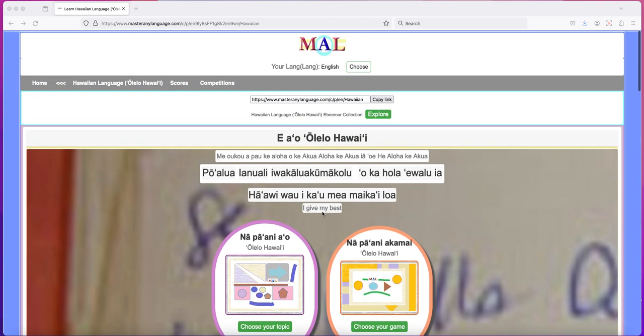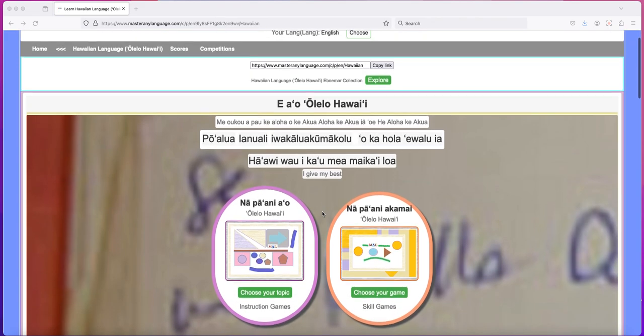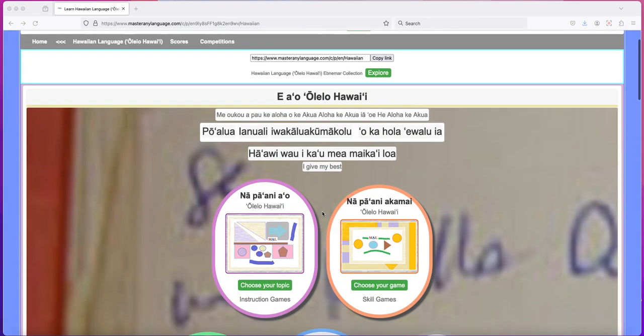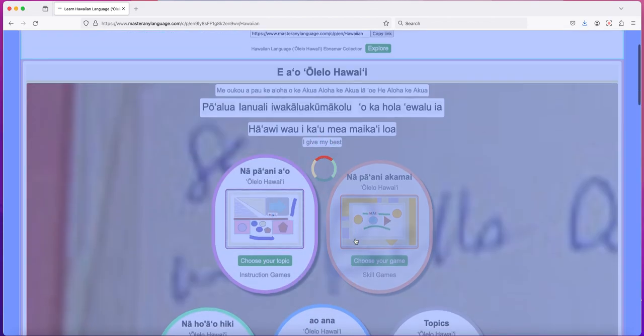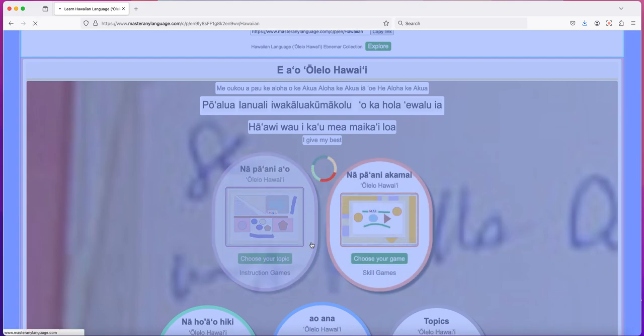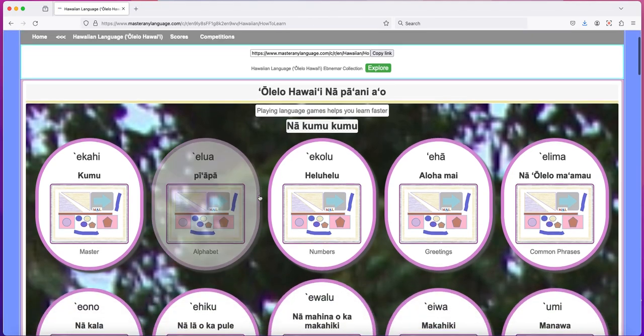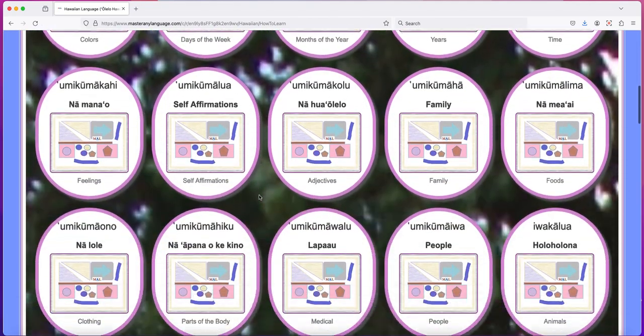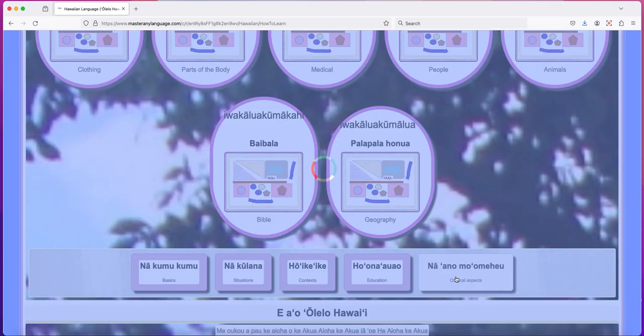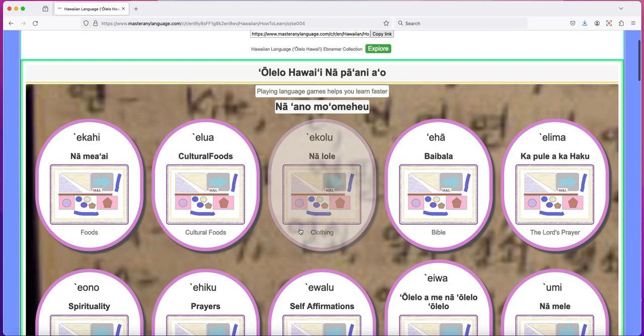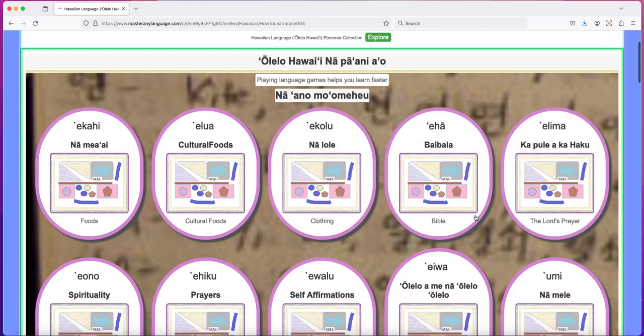So we're going to go through the Hawaiian language, the Lord's Prayer. So let's go to instruction games. And then from there we're going to scroll down to cultural aspects. And then we're going to pick the Lord's Prayer category.